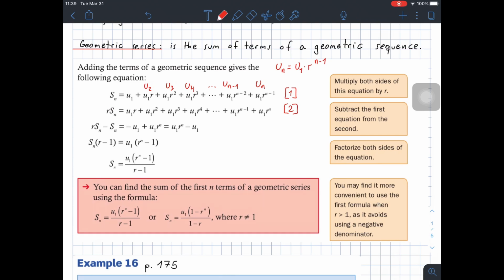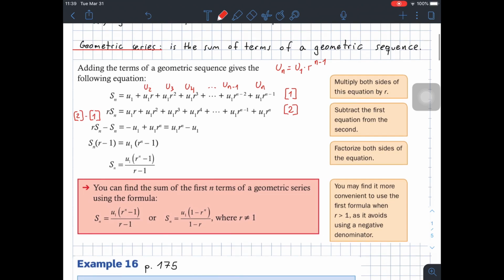Then what we're going to do in the third line is we will subtract equation 2 minus equation 1. Okay, so r S of n minus S of n, and you'll see that all of the middle terms are eliminated. For example, this one gets eliminated with this one, and so on. So we're only left with the extreme terms, or the ones at the very end, which are this one and this one. And since we're subtracting, we're going to write minus U1 plus this term over here, which is U1 times r to the power of n, right? Which if we organize would be U1 times r to the power of n minus U1. Okay.